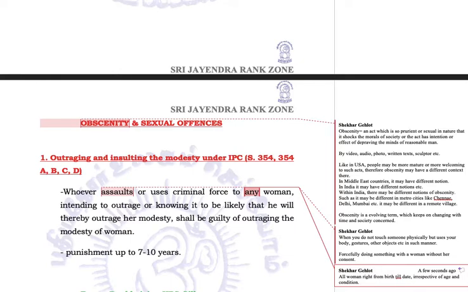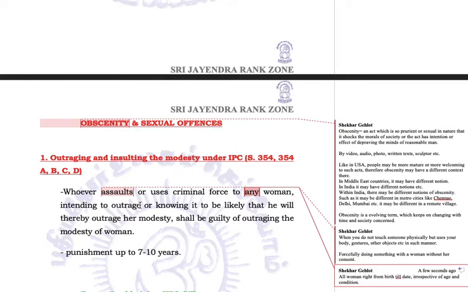a baby girl of 1 day old, just born yesterday. She is a woman for this section. A 99-year-old woman, she is a woman for this section. There is no distinction based upon the age or qualification or anything. Any woman, that's it. Whoever assaults or uses criminal force to any woman intending to outrage, you have an intention to outrage.